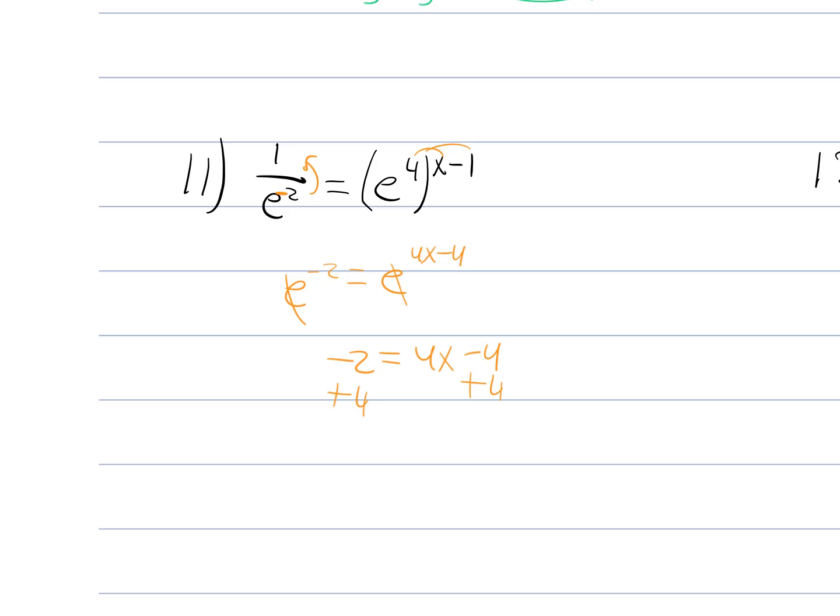You can add 4 on both sides, and then we have 4x equals 2. Divide both sides by 4, and we get x equals 1/2.